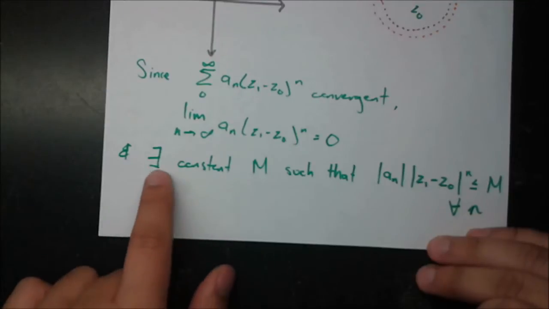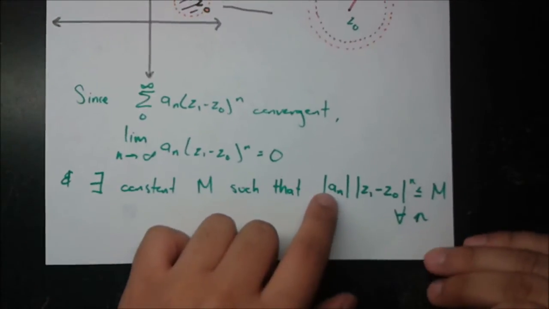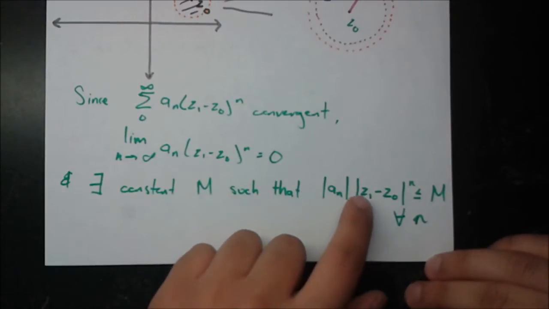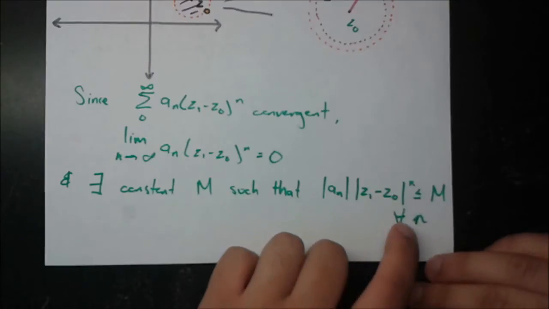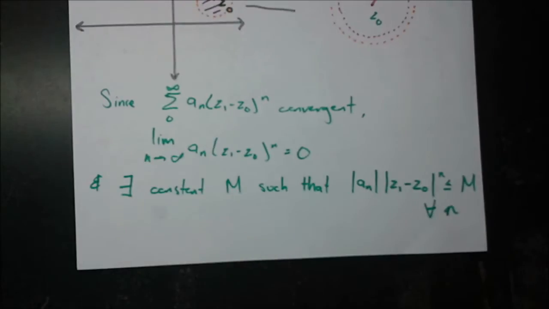And furthermore, there exists some constant m such that, and now we're going to use absolute values, the modulus of a sub n times the modulus of z1 minus z0 to the power of n is less than or equal to m. So now you're thinking, what does this mean? Well, think of it this way.